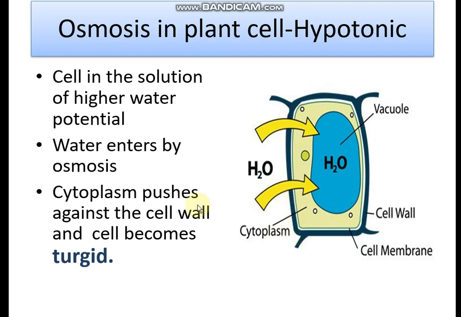But here you can see when water enters the plant cell, it will not burst. Why will it not burst? Because it has a support which is provided by the cell wall. The cell wall prevents the cell from bursting when water enters the cell by the process of osmosis.